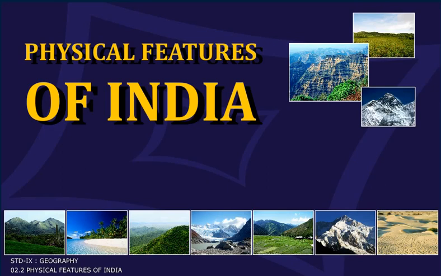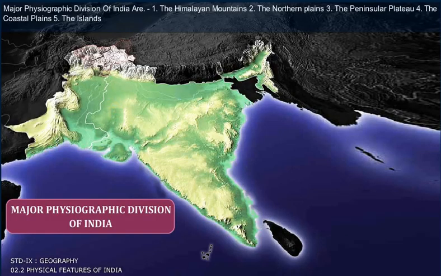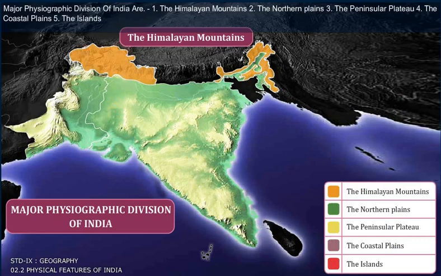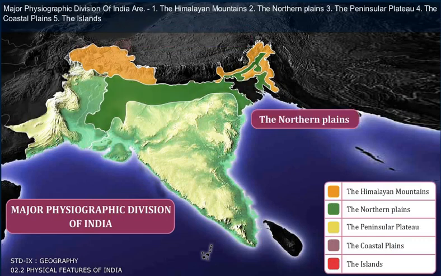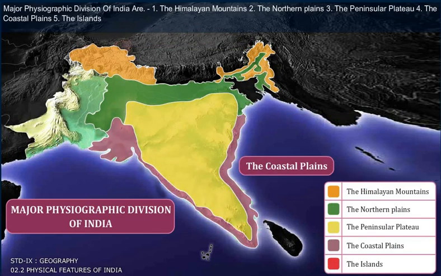Physical features of India. Let's learn the physiographic divisions of India. The major physiographic divisions of India are the Himalayan mountains, the northern plains, the peninsular plateau, the coastal plains, and the islands.